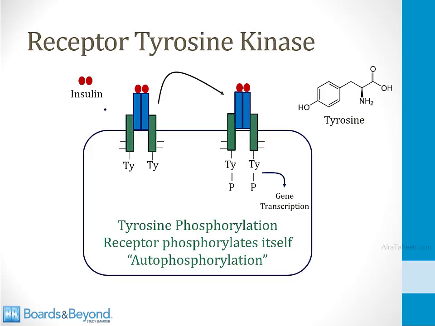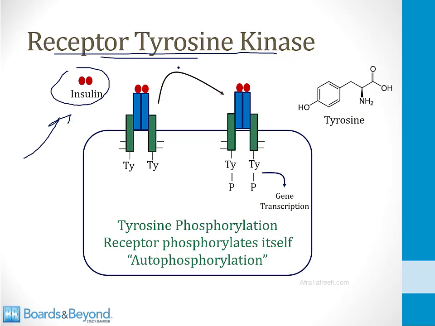Let's start by talking about hormones that work through what's known as a receptor tyrosine kinase. And the prototype for this form of hormone is insulin. If you're going to only know one hormone that works through a receptor tyrosine kinase, know insulin because it's the best studied example in this class.